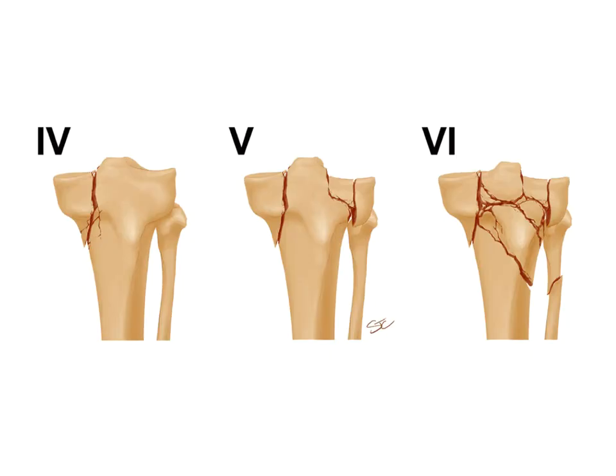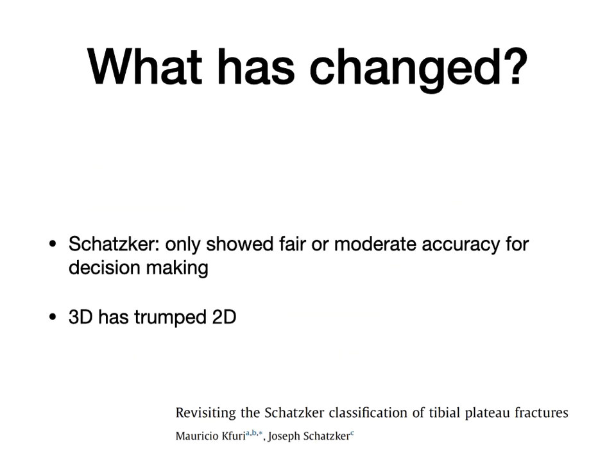So this is a very popular classification system, and most of us have used it in some form or the other. So what has changed? This classification showed only fair or moderate accuracy for decision making. And in this era of 3D CT scans and 2D axial images, clearly the role of just biplanar radiographs has been supplemented, if not completely taken over, by these modern diagnostic technologies.